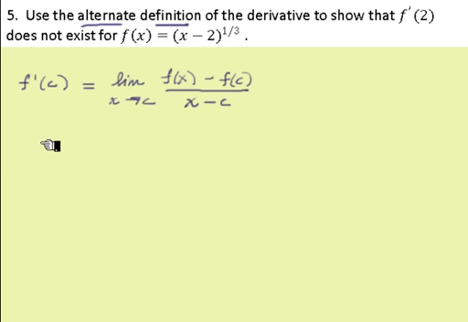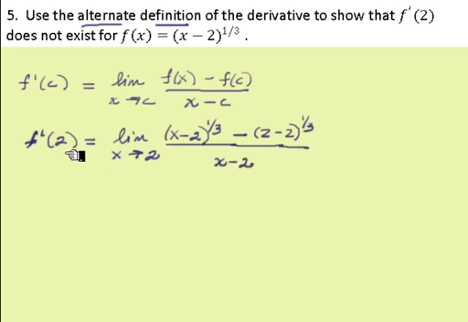So in our case, we want to find f prime of 2, c is equal to 2. So we just do a direct substitution, limit x goes to 2. Here's our f of x, just put it here, and here f of c. Substitute 2 in right here. And notice that we have 2 minus 2, f of 2 is equal to 0, so this is 0 over here.